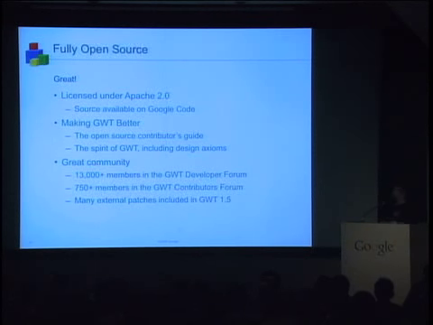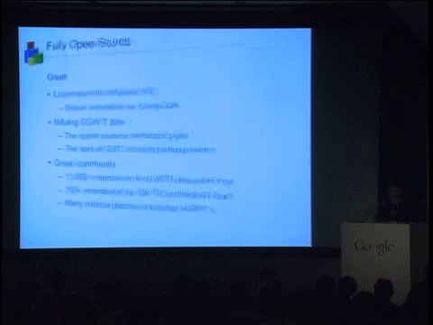And there's good documentation on how to make GWT better. There's an open source contributors guide, a document on the spirit of GWT, including design axioms. And we have a fantastic community. We have over 13,000 members in the developer forum. We have over 750 members in the contributors forum. And many patches from outside Google were included in Google Web Toolkit 1.5.